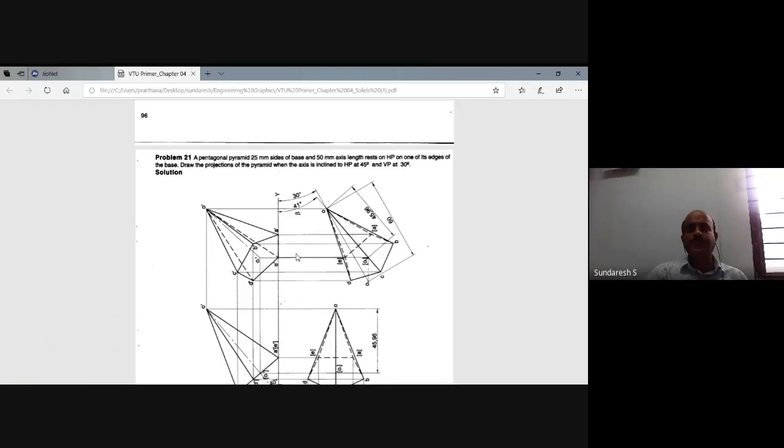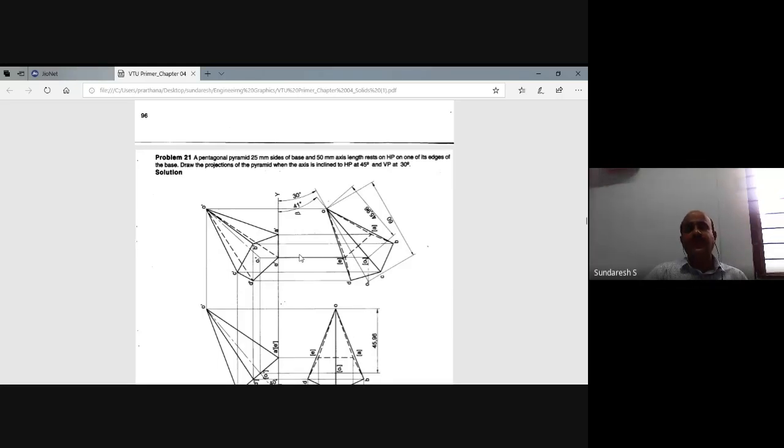So the initial position, we need to start with the solid resting on HP with one of its edges of the base, and we need to complete the top and the front views of the corresponding position of the solid. And in the second, what they say here is the axis is inclined to HP at 45 degrees and to VP at 30 degrees. In this case, the axis is inclined to both HP and VP.